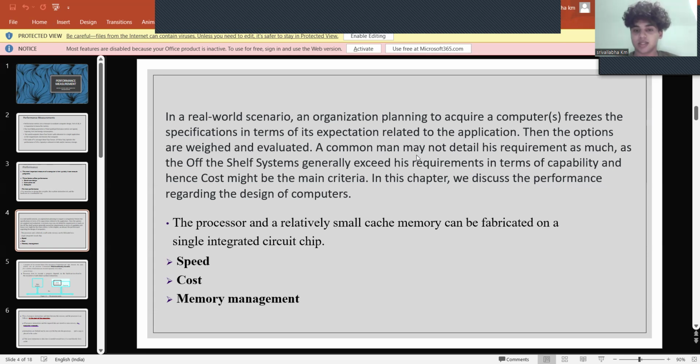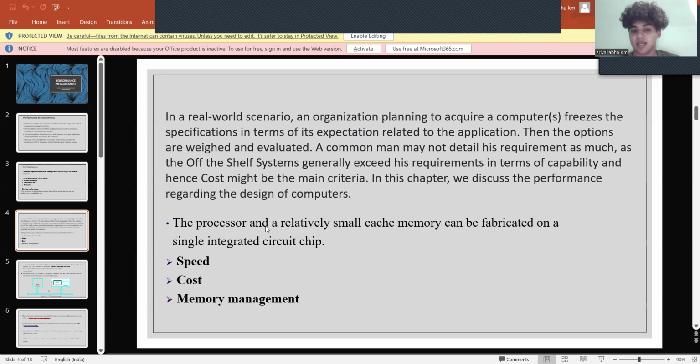If in terms of capability the requirements are high, then the cost is also high. Then the performance, as we all know, will be good, but the output will not be as expected, because not many will choose it, as not everyone is rich. And we discussed the performance regarding the design of computers.